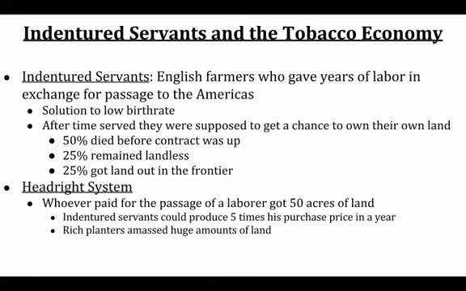Oftentimes, it doesn't work very well. We see some pretty grisly statistics for indentured servants. 50% of them die before their contract is up. 25% remain landless, and really only 25% actually get their land and are able to start farming. But the land is only way out on the frontier amongst the Native Americans, so it's a little bit more dangerous out there. So that's kind of an interesting thing about the indentured servants.